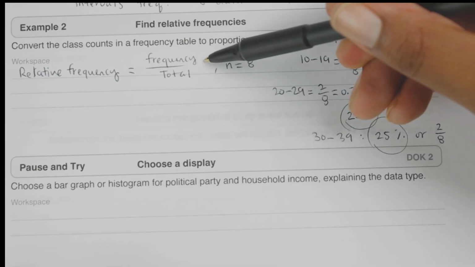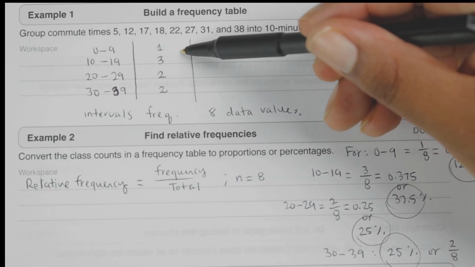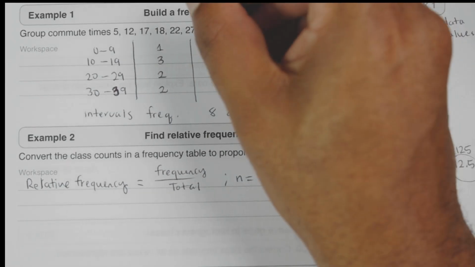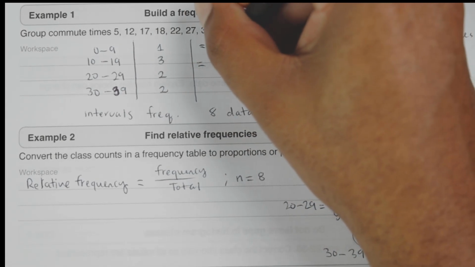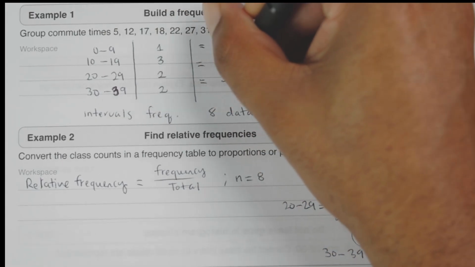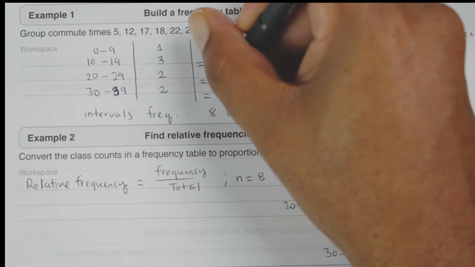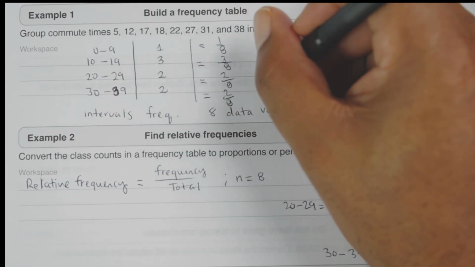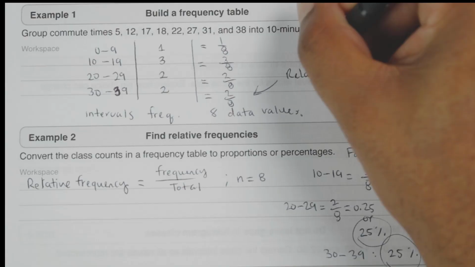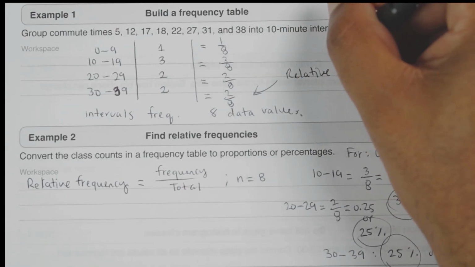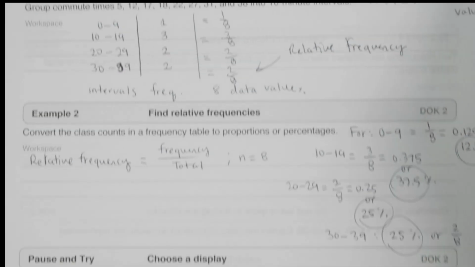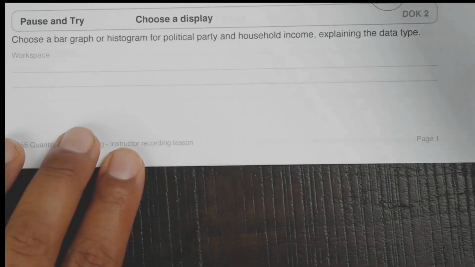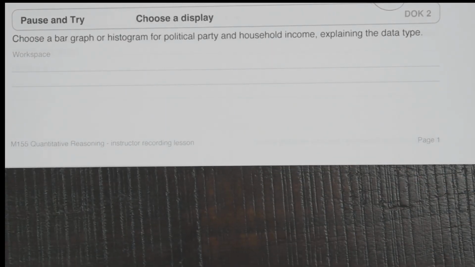Again, relative frequency is the frequency of each group divided by the total: 1 over 8, 3 over 8, 2 over 8, 2 over 8. This is called relative frequency. All right, you can try this problem at the bottom.